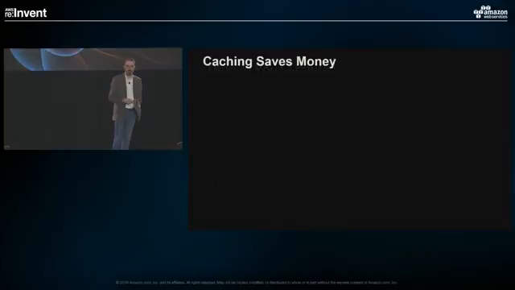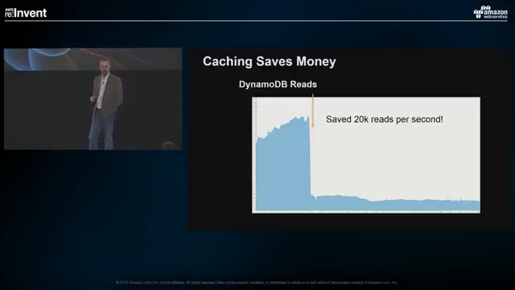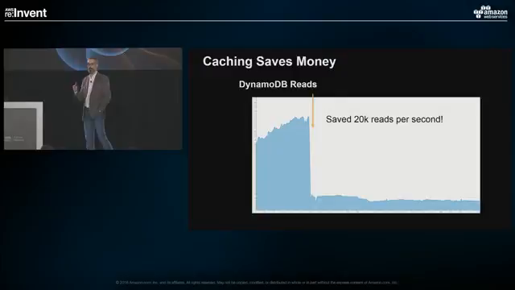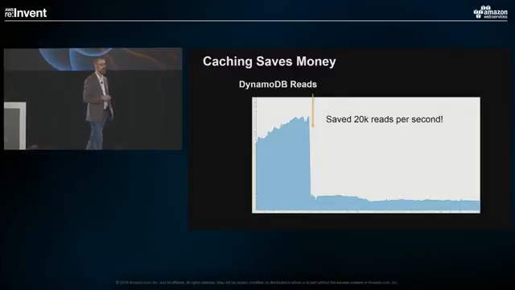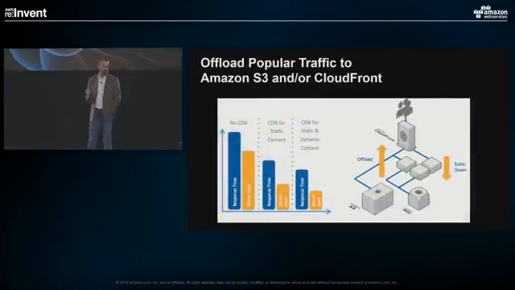So let's take a look at caching for a minute. Caching is a good way to save money. Here's a very visual example of DynamoDB before and after putting cache in front of it. Right? In this case, we saved 20,000 reads a second by using that cache. So cache frequently, it's a good way to save money and potentially improve your performance.